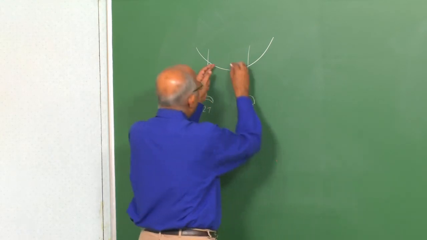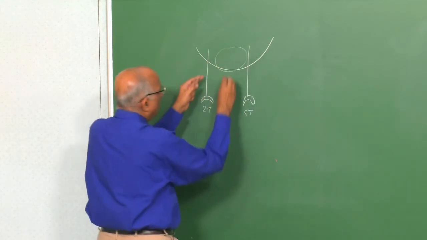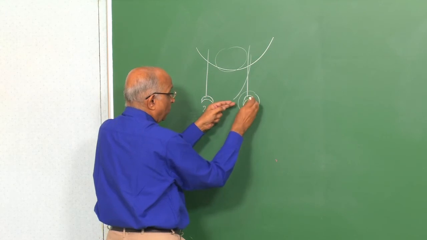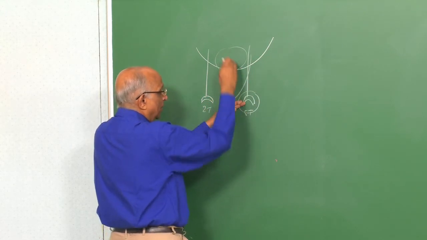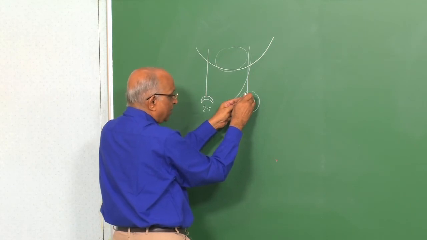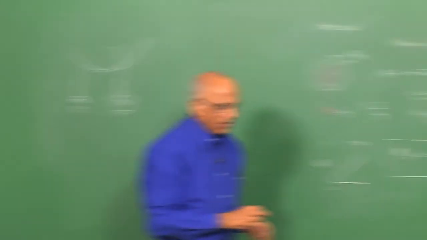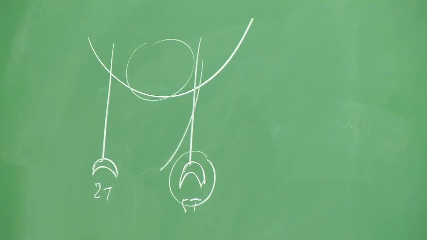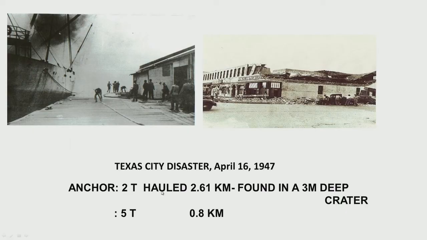You have an explosion taking place over here. Because of this, the anchor becomes an object in the vicinity of the explosion. That means it is something like a secondary missile, or a secondary fragment. In this particular explosion, the anchor, which is 2 ton, was hauled over a distance of 2.61 kilometers away. From the site of the explosion, it travelled 2.6 kilometers, and it formed a crater 3 meters deep. We will look at craters a little later.